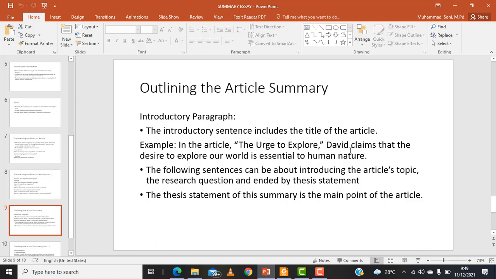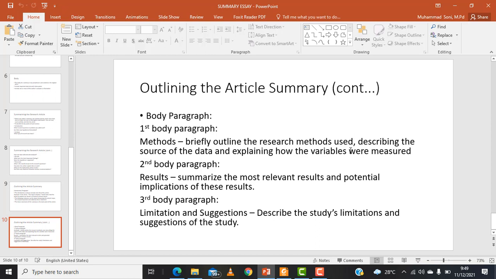Okay, and the following sentences can be about introducing the article's topic, what the research was about, and the research question, what the questions formulated in the study were, and ended by the thesis statement. Remember, the thesis statement of the summary essay is the main point of the article. Now we go to the body paragraph. The first body paragraph, it's good, you will probably discuss the methods.